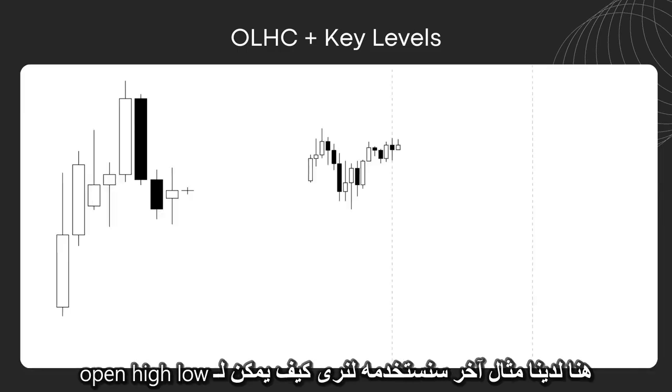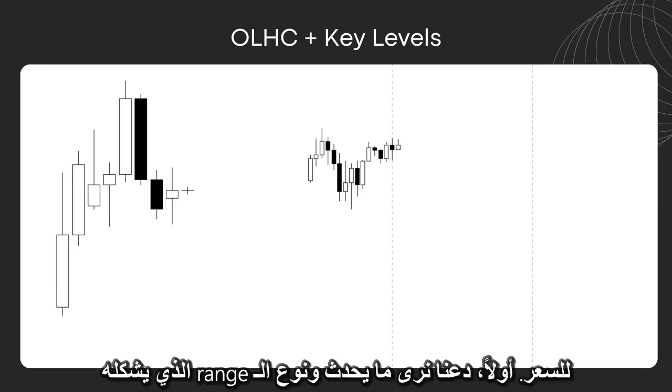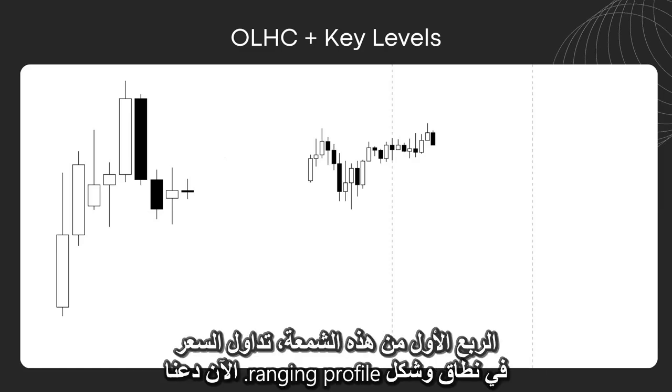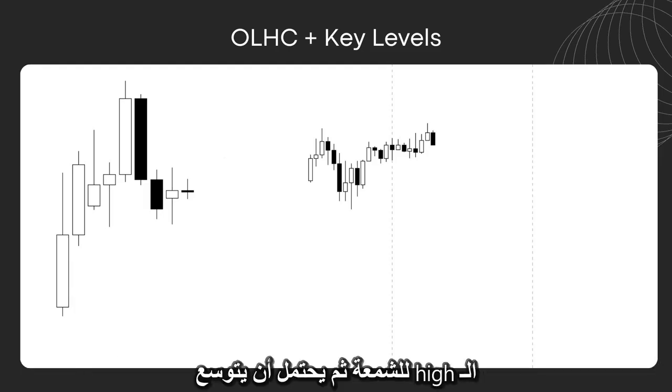Here we've got another example that we're going to use to see how open high low close could have helped us in our anticipation of price. First of all, let's see what sort of range price forms and where it generates liquidity. Right here you can see that in the first quarter of this candle price ranged and formed a ranging profile. Now let's combine key levels and see if we have any key levels where price can form the high of the candle and then potentially expand lower.